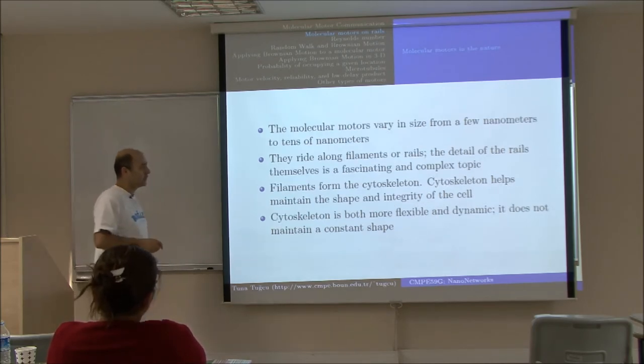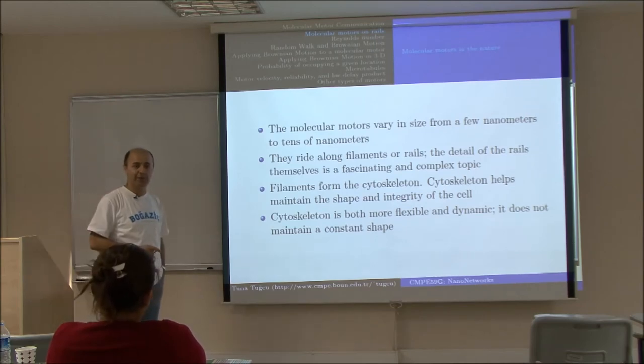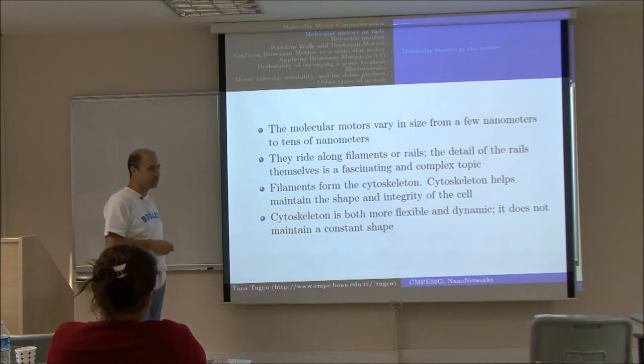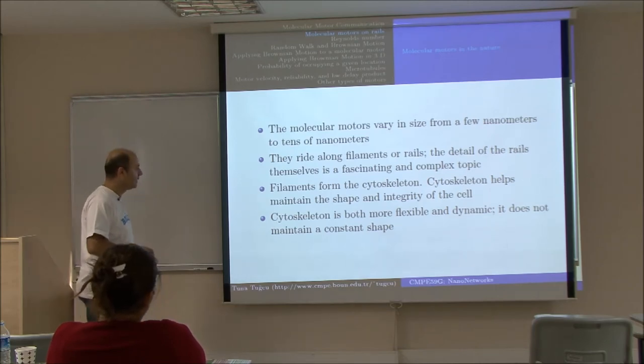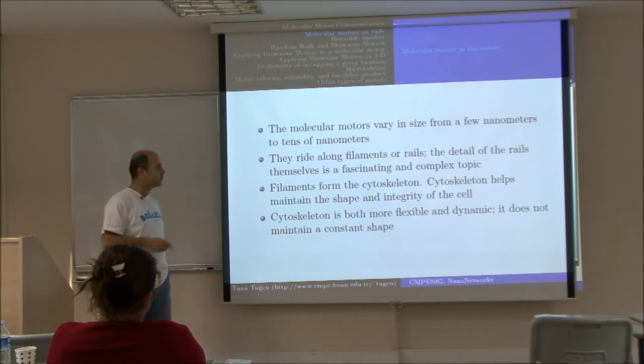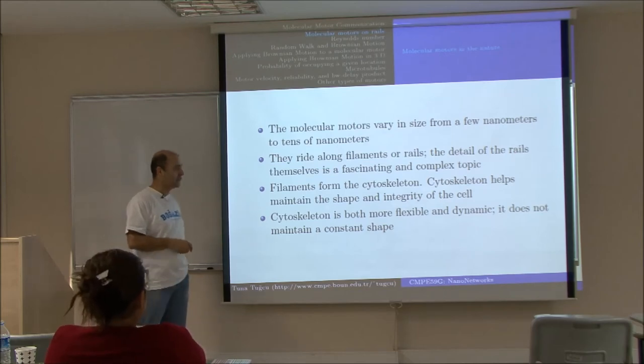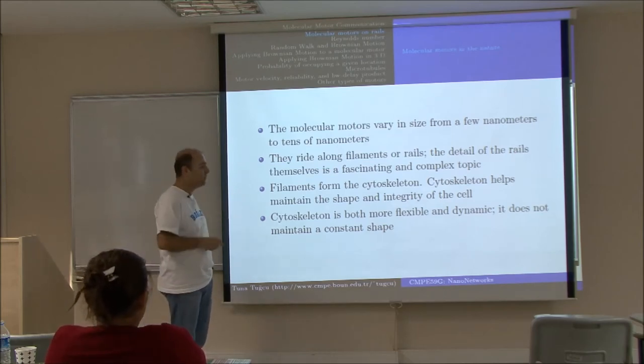The molecular motors vary in size from a few nanometers, so good, it's in nanoscale, to tens of nanometers, still in nanoscale. They ride along the filaments or the rails, the microtubular rails. And the detail of the rails themselves is a fascinating and complex topic. We'll be briefly discussing those.